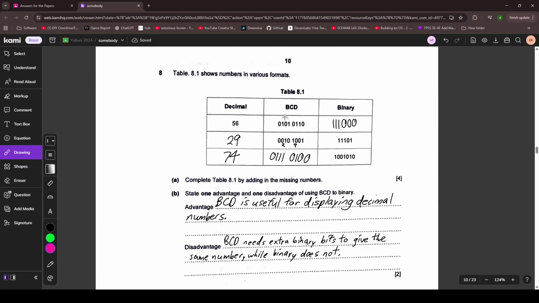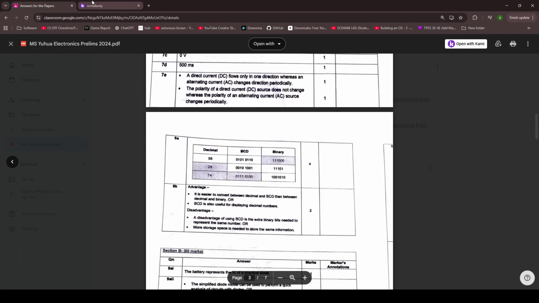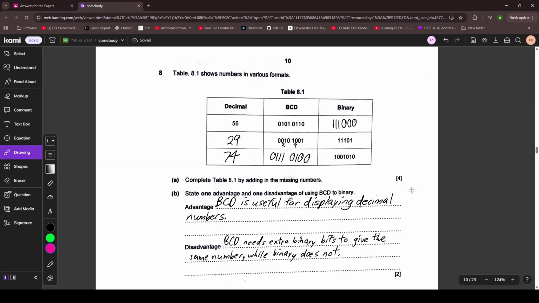8.1 shows numbers in various formats, and then complete the table. This may be a bit much, and I don't want to eat too much into my time, so I'm just going to check the answer key. Yeah, you are good. I'm not going to explain how this works now. I recommend watching the video that I have on this if you are unsure on how this works.